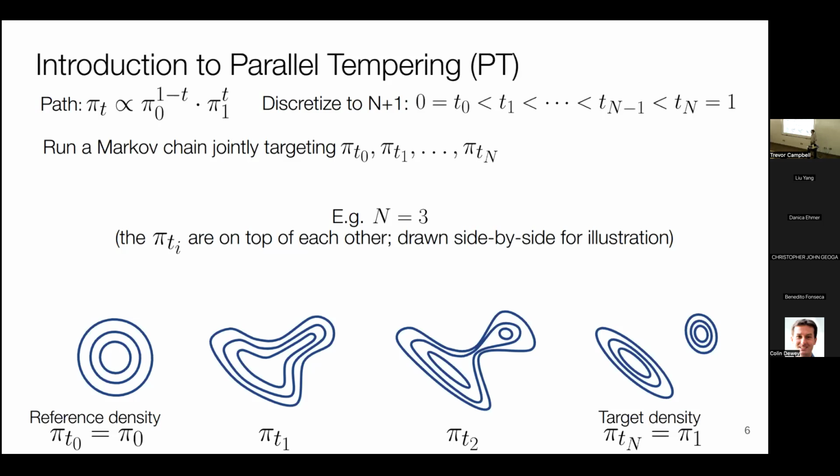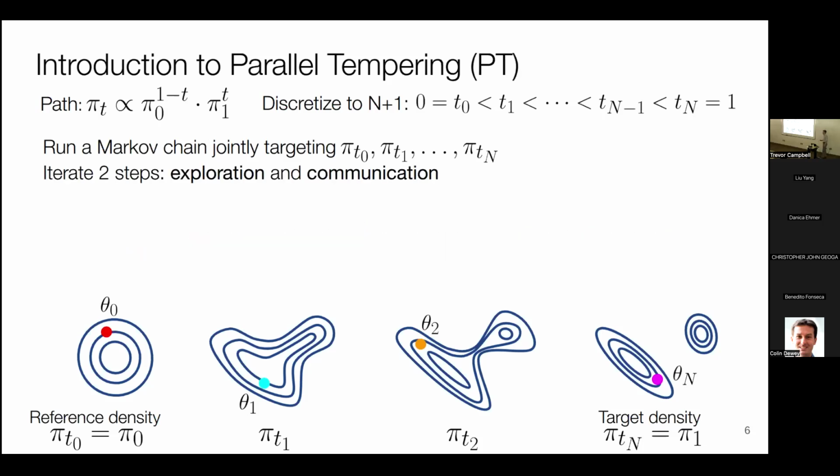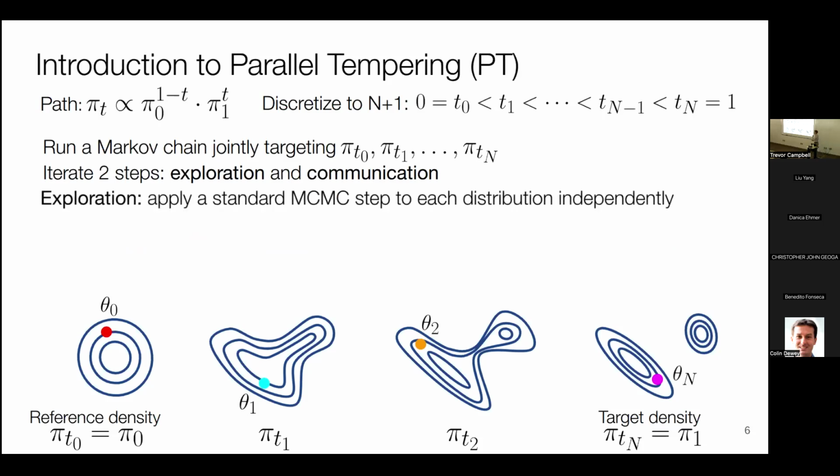Okay, how do I run PT? Well, the first thing I do, I'm running a joint Markov chain, so I give each one of these a state, theta 1, theta 2, all the way up to theta n. And parallel tempering has two major steps, exploration and communication. Let's talk about exploration first. This is the easy one. With exploration, we're just going to apply a standard MCMC move to each one of these targets totally independently.